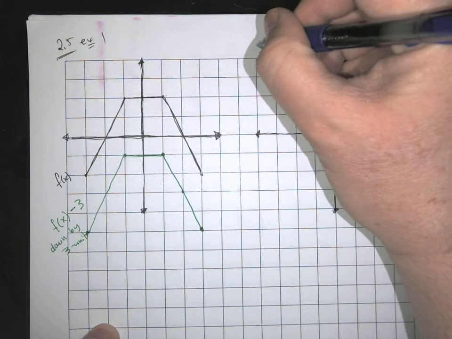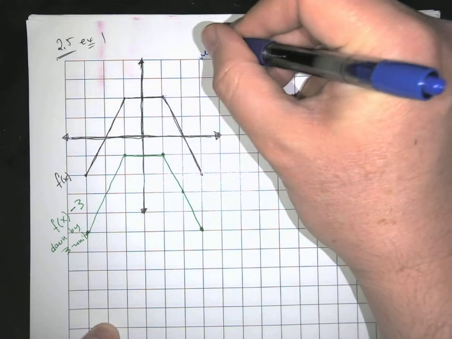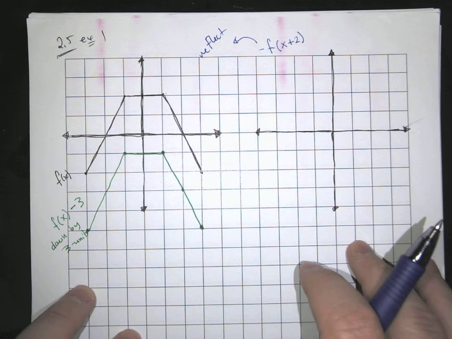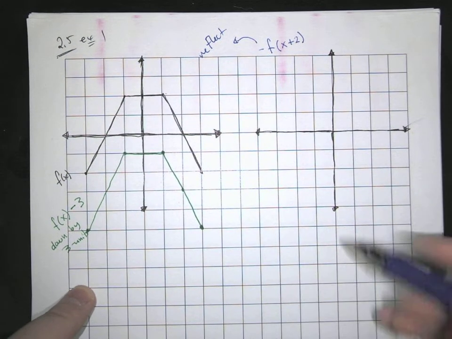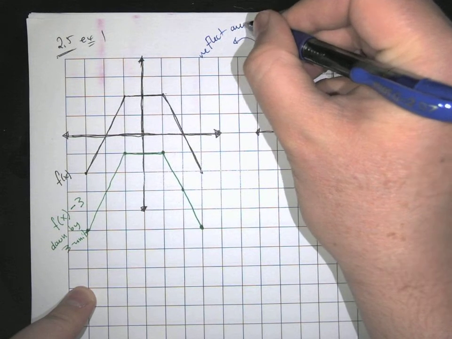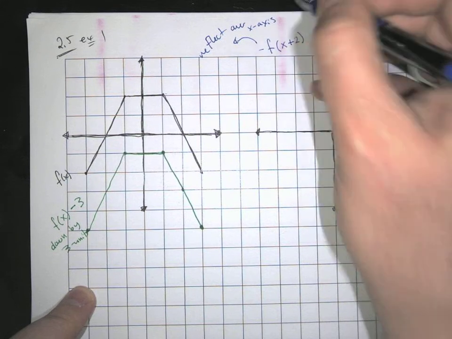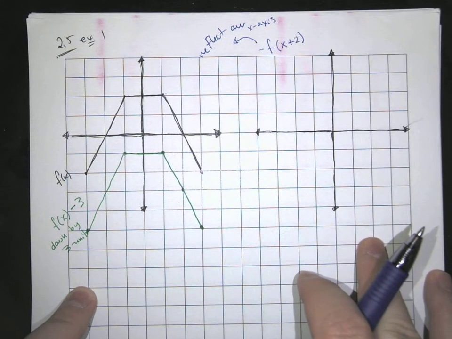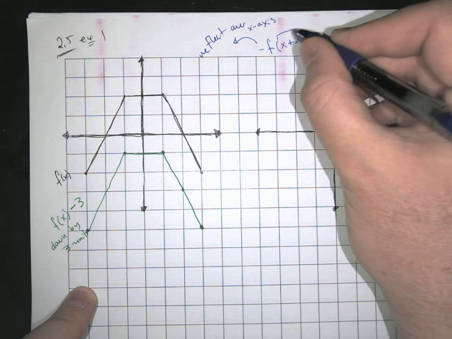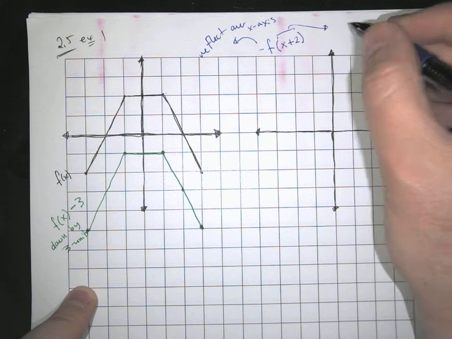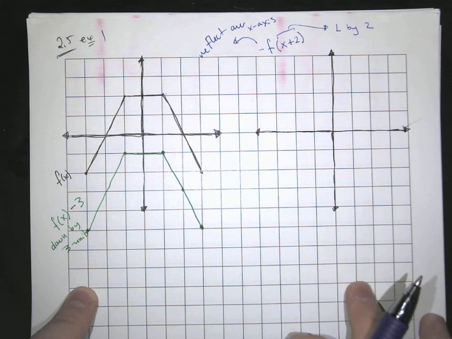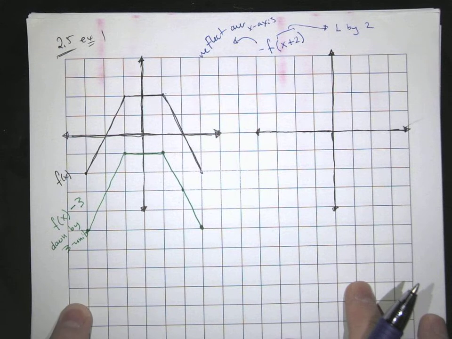So this negative is going to be a reflection. The negative sign out in front is going to affect our y values, and so that's going to be a reflection over the x axis. So that's part of what we're doing. The other part is our x plus 2 in parentheses on the inside. What that does is shift us 2 to the left. So we're going to go left by 2 units, and we're going to do both of these things.